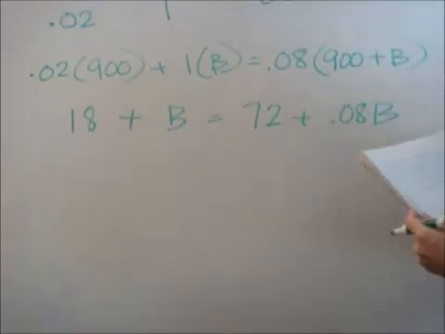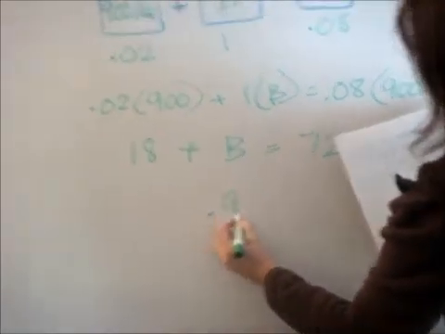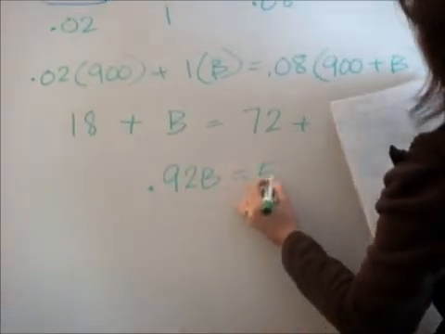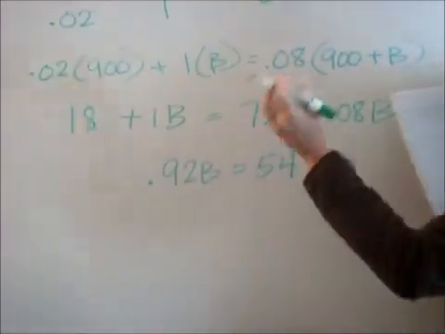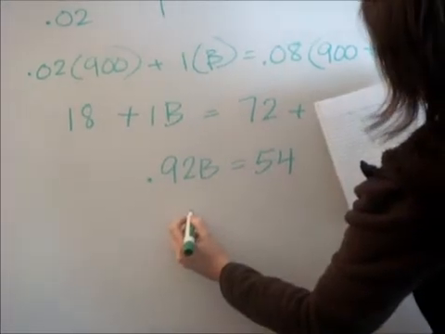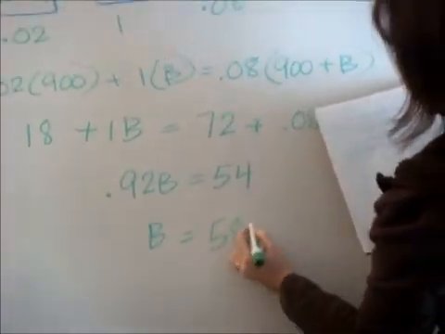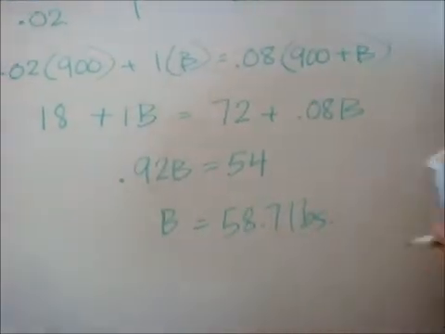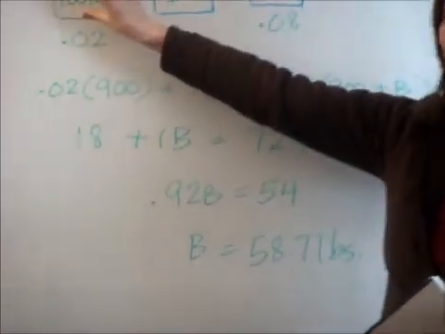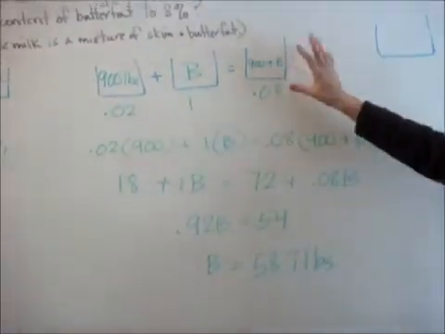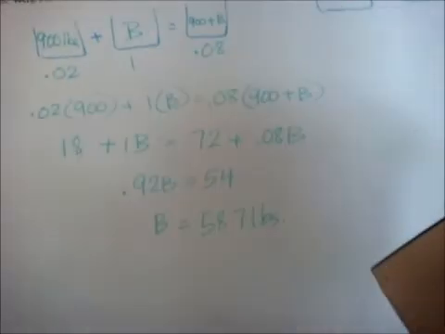And we'll just get our B's on one side and our number on the other side. So we're going to get 0.92B equals 54. Subtract that from 1. Subtract that from 72. And we get B equals 58.7 pounds. So if we add 58.7 pounds of butter fat to our 900 pounds of skim milk, we're going to get milk that's 8% butter fat, which is what your whole milk is. That one I thought was kind of interesting.